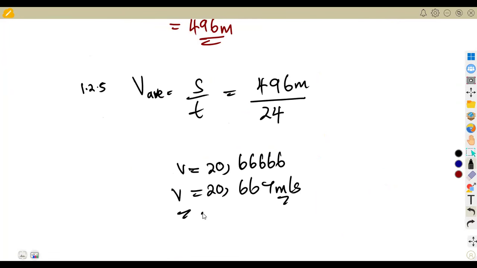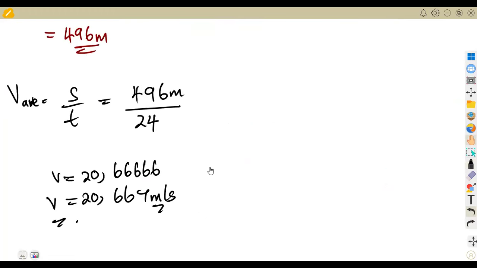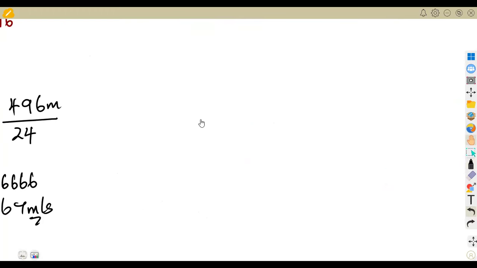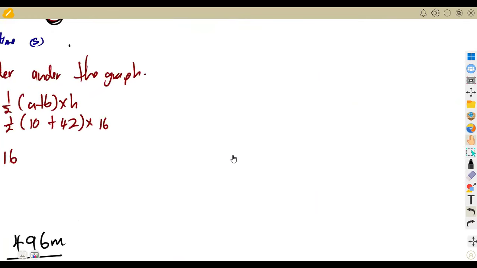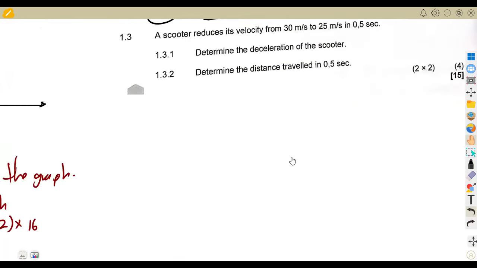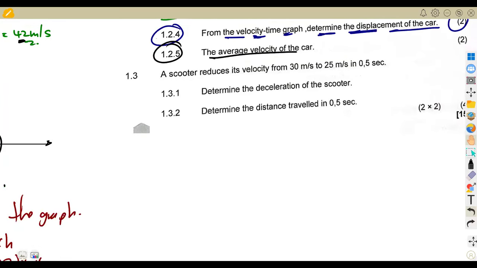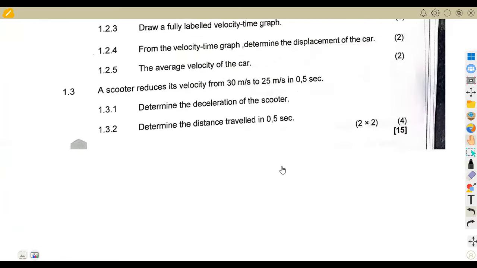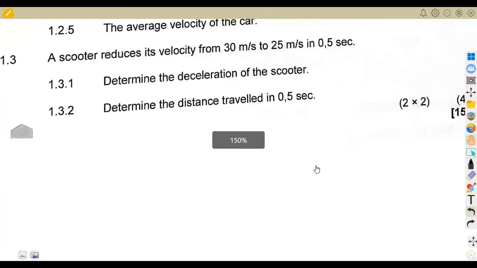Remember, this is velocity, measured in meters per second, not acceleration. Acceleration is the one that is measured in meters per square second, but velocity is measured in meters per second. Even though it's called average velocity, it's still velocity. All right? I hope we are together there. So on this diagram, I think we are done. Let's move on to another question.